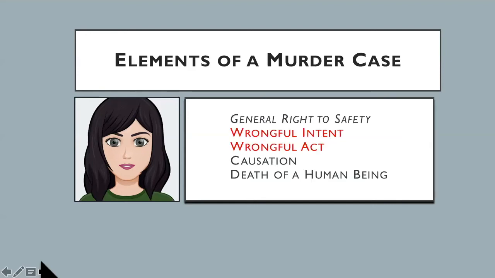The elements of a murder case are that there's a general right to safety in the world, and since it's a criminal case, we have these special elements that are in criminal cases: wrongful intent and wrongful act. Those usually have to occur at the same time. So you intend to kill someone, and then you take the act that causes the death of a human being. So the right, the act, the intent, the causation, and the death are the elements of a murder case.